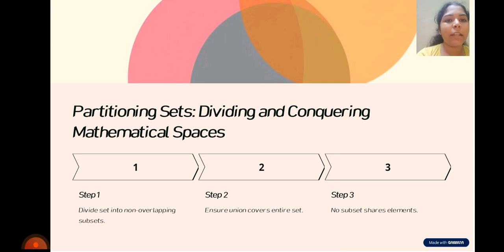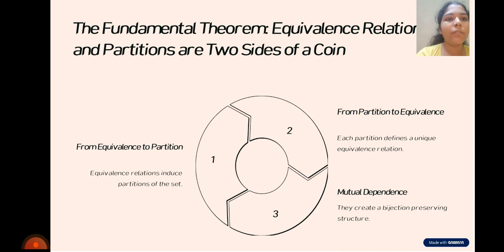Partitioning sets: dividing and conquering mathematical space. Step 1 is to divide the set into non-overlapping subsets and ensure the union covers the entire set. No subset shares elements. The fundamental theorem: equivalence relations and partitions are two sides of a coin. From equivalence to partition, an equivalence relation induces a partition of the set. From partition to equivalence, each partition defines a unique equivalence relation. Mutual dependence means they create a bijection preserving structure.